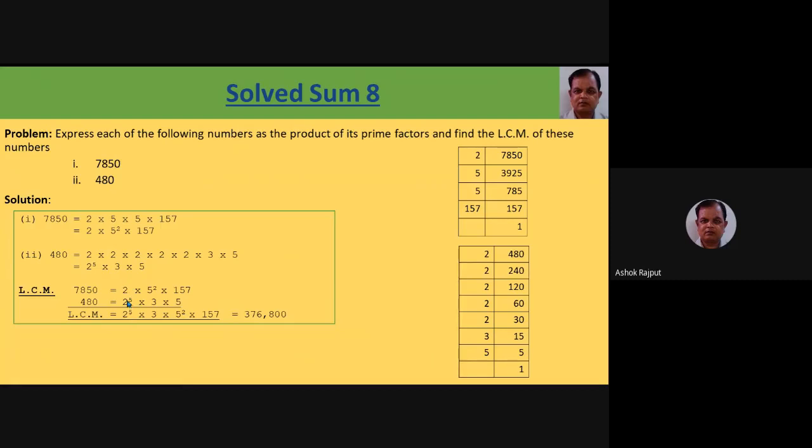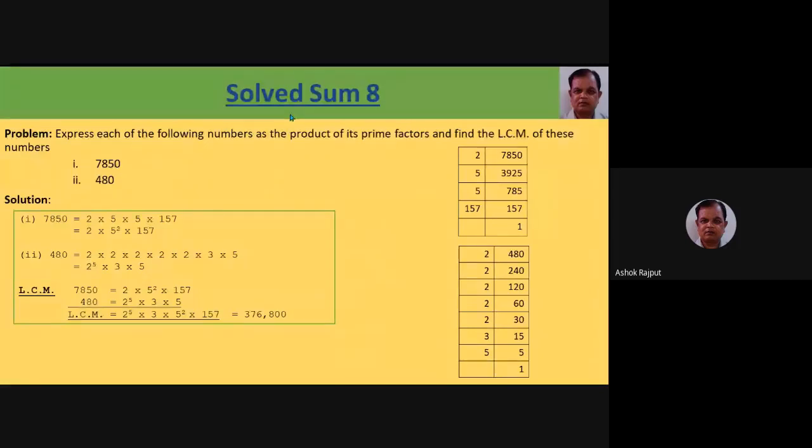If the highest power of 2 is 1, here the power of 2 is 5, so we have written 5 here, and 3 is only one time, and 5 raised to the power 2 is 25. Now we will write it this way also and find the LCM. Now we are going to the next question.